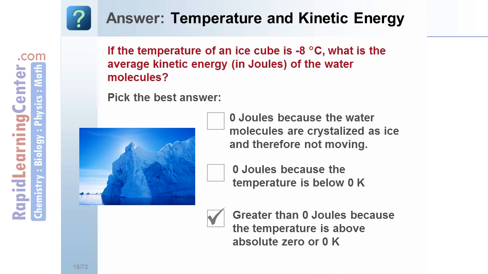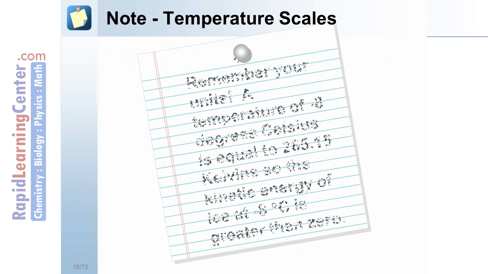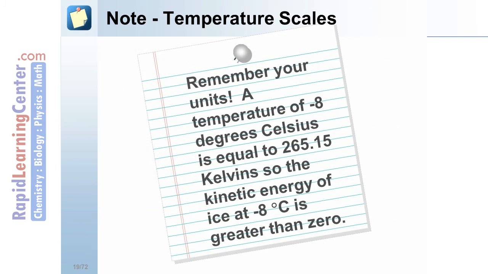It is greater than 0 joules, because the temperature is far greater than absolute 0. -8 Celsius is much greater than absolute 0. In fact, it's around 265 Kelvin. Note: temperature scales. Remember the units. As already mentioned, -8 Celsius is actually 265 Kelvin. So the kinetic energy of that ice is substantially bigger than 0.